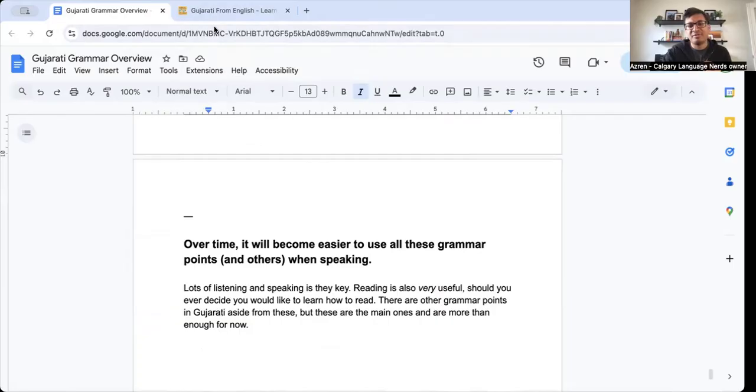Over time, it'll be a lot easier to use all these grammar points and many others. This is not everything when you're speaking. Lots of listening and speaking is really the key. Reading is also very useful should you decide to learn how to read. There obviously are other grammar points in Gujarati aside from these, but these are the main ones, and it's way more than enough for the time being. To really master these, lots of listening, lots of speaking, lots of practice is going to be really important.